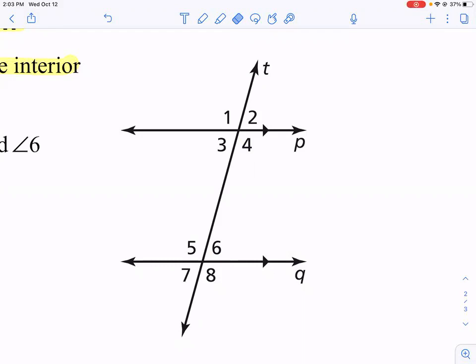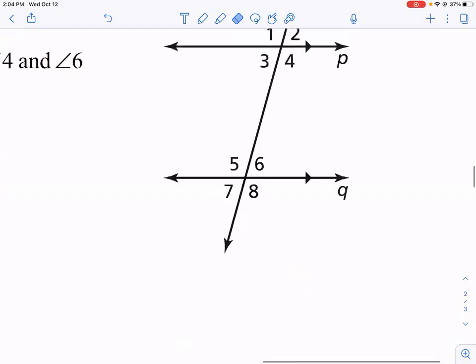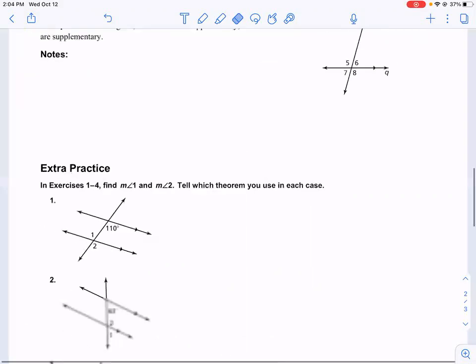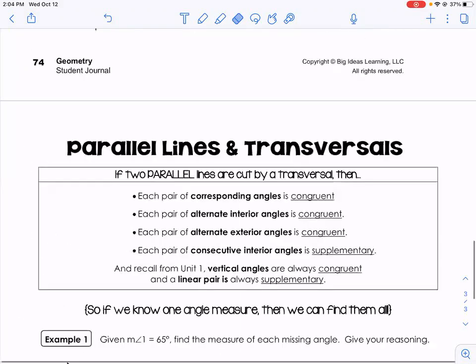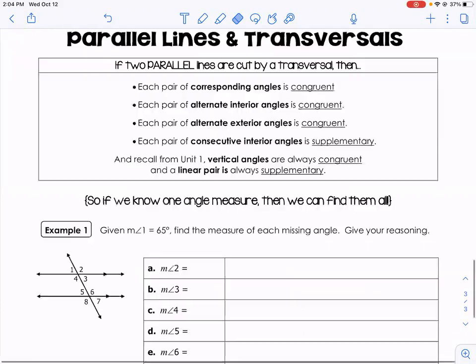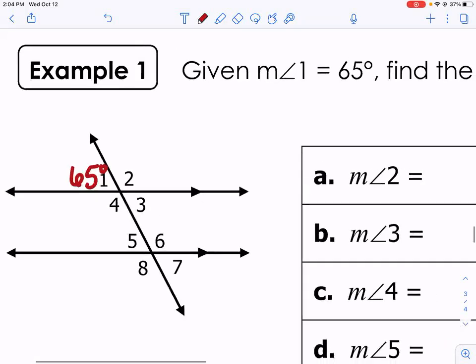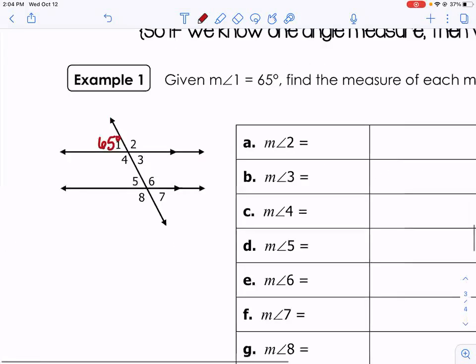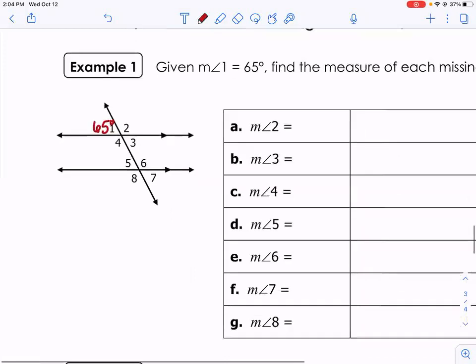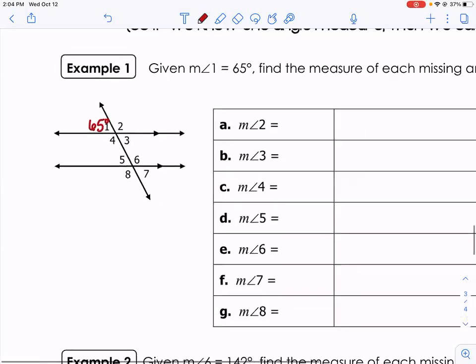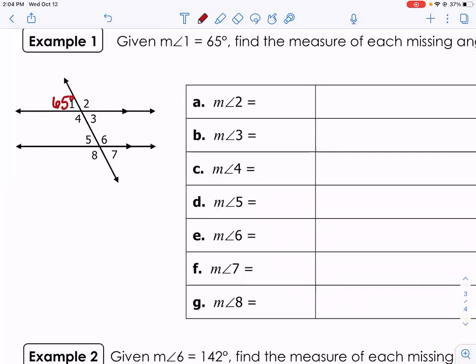Okay, so let's look at this first picture. Okay, so it says that the measure of angle 1 is 65 degrees. So I'm gonna write that it's 65 degrees. Example 1. I know, I don't see it. Oh, on the yellow sheet. I was still looking at my journal.